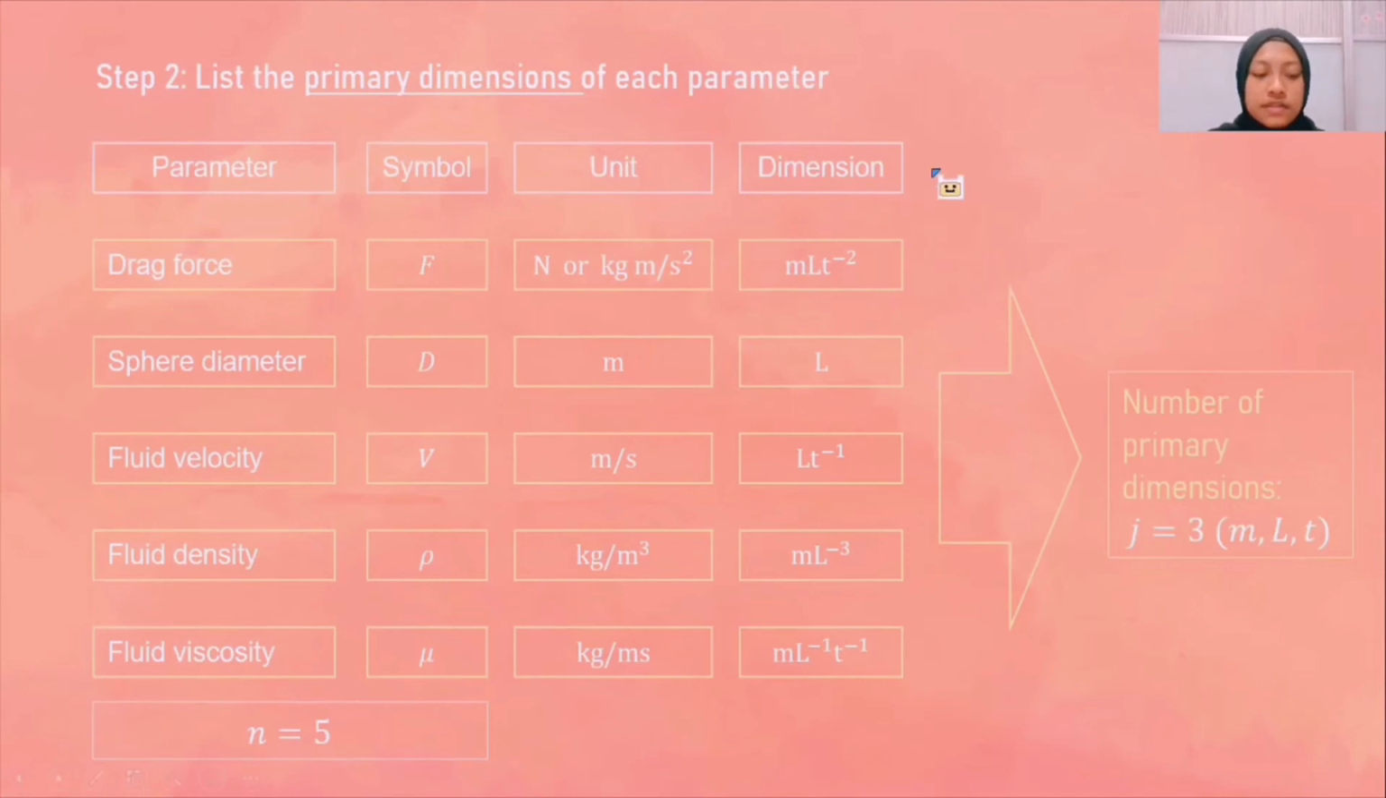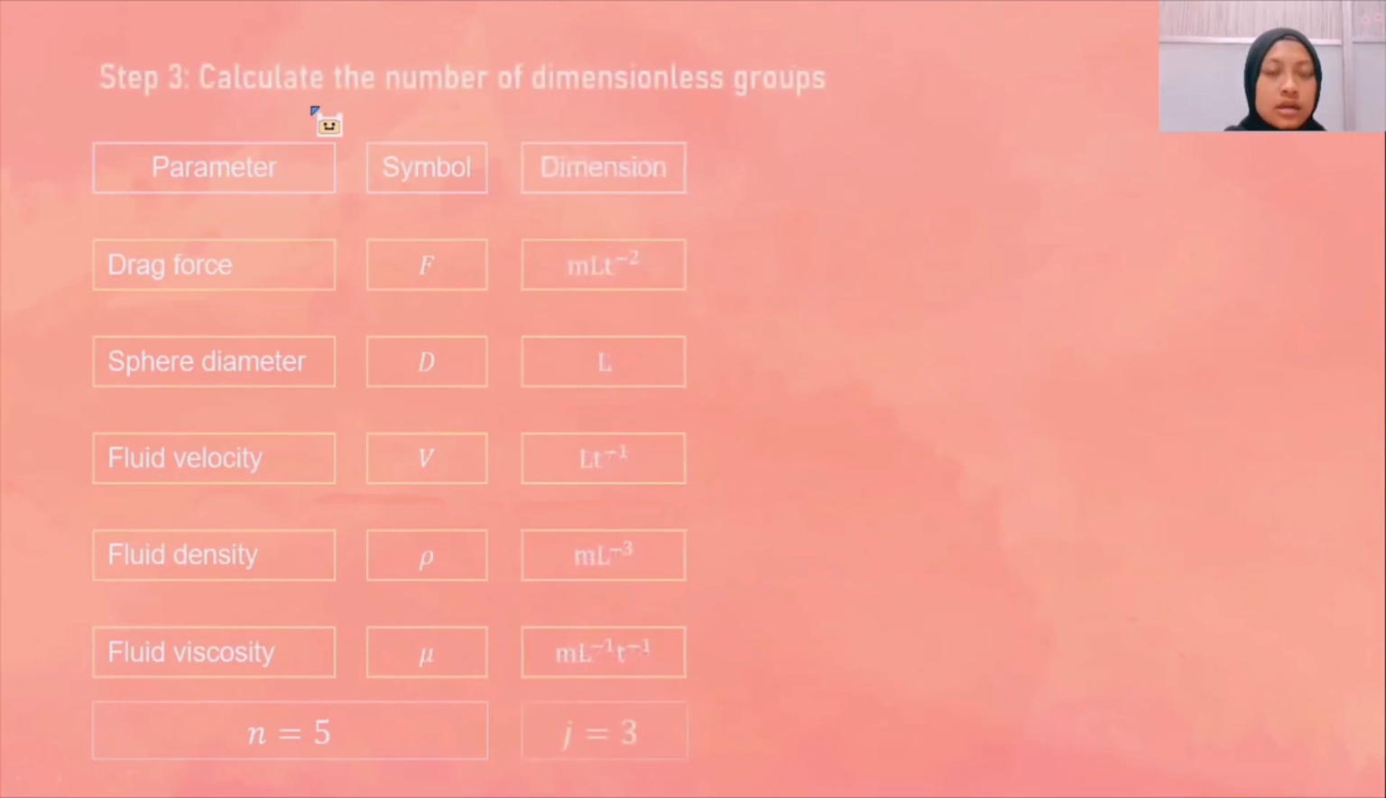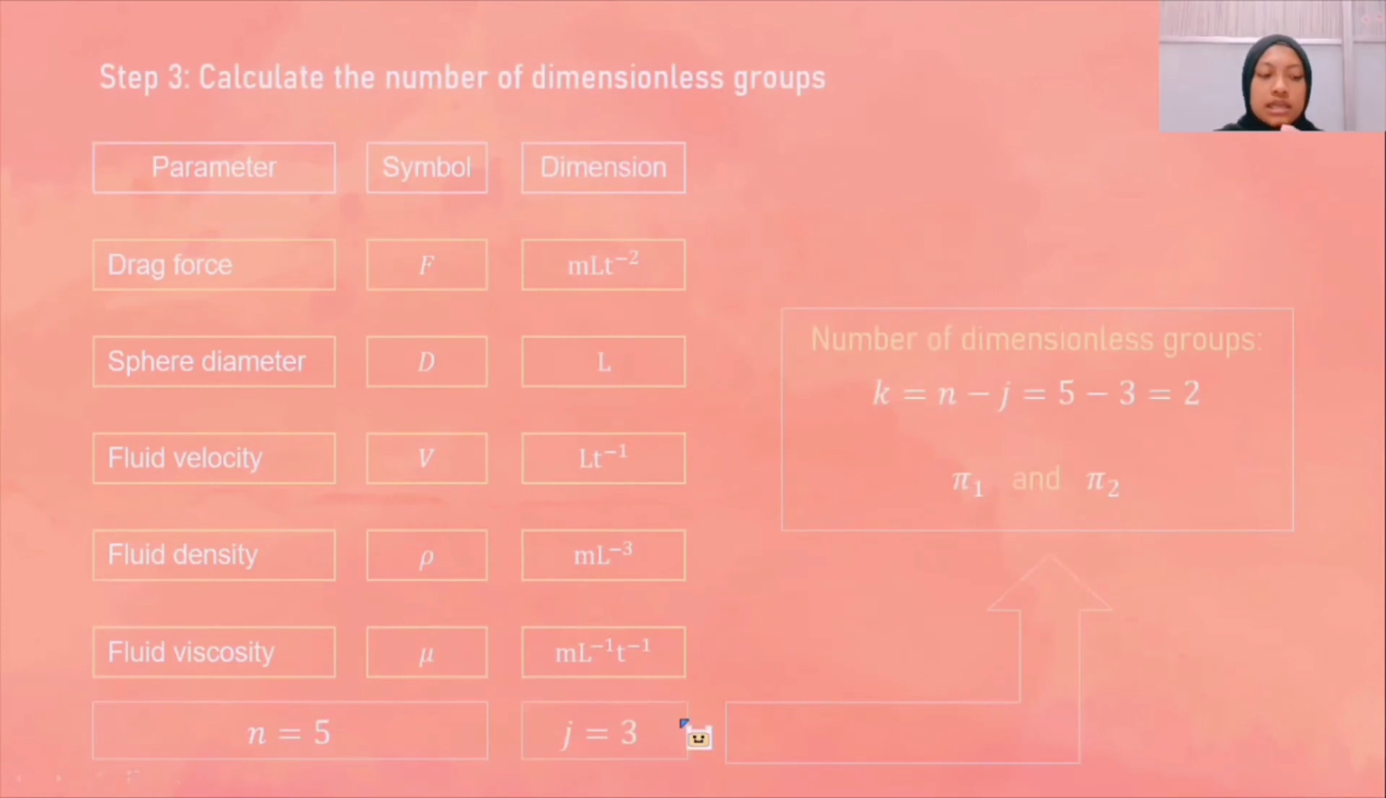Here, we can observe that there are only 3 primary dimensions involved in all parameters, which are M, L, and T. Thus, j is equal to 3. Next, step 3 is calculate the number of dimensionless groups. Having n equals 5, j equals 3, then the number of dimensionless groups, k, is equal to 5 minus 3 equal to 2. And then the 2 dimensionless groups are pi1 and pi2.